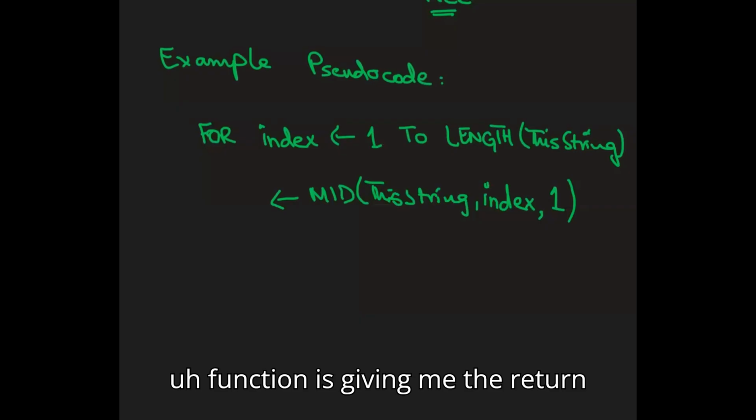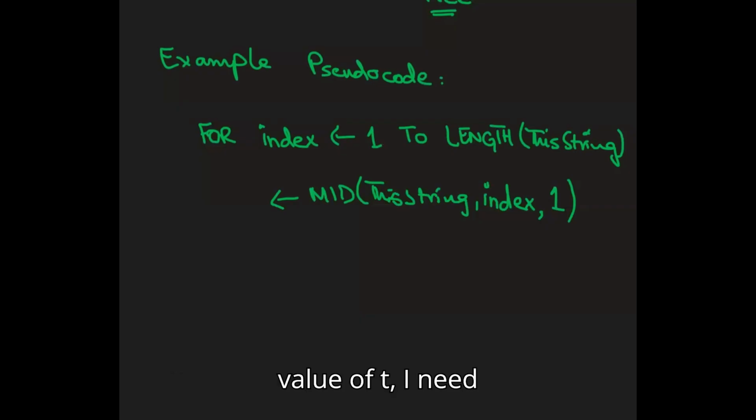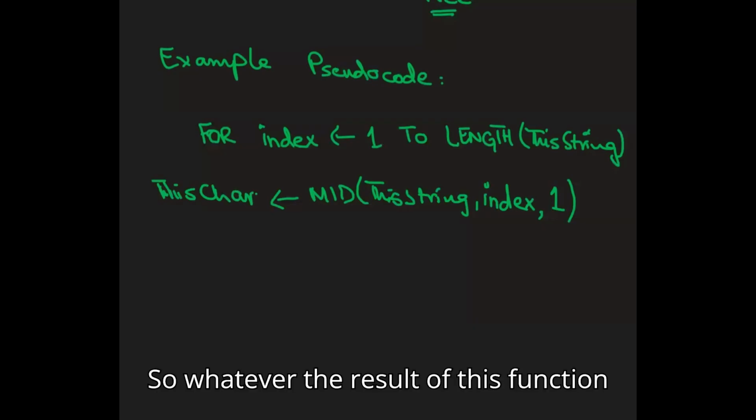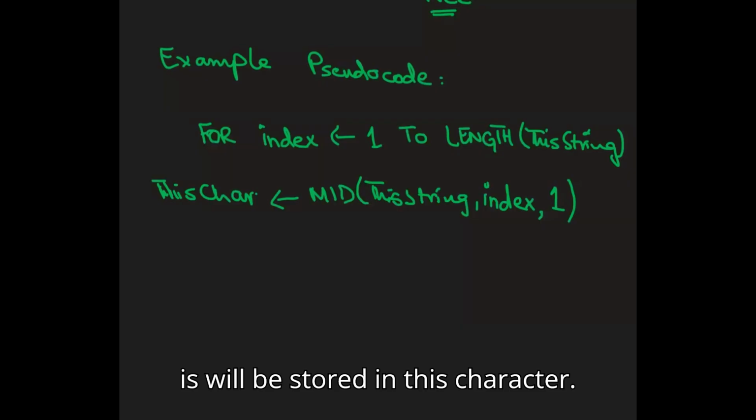So after writing down this function, whatever the result of this function is, for example, if this function is giving me the return value of t, I need to store that t somewhere, right? So I am going to store it in a variable called this character. So whatever the result of this function is will be stored in this character.